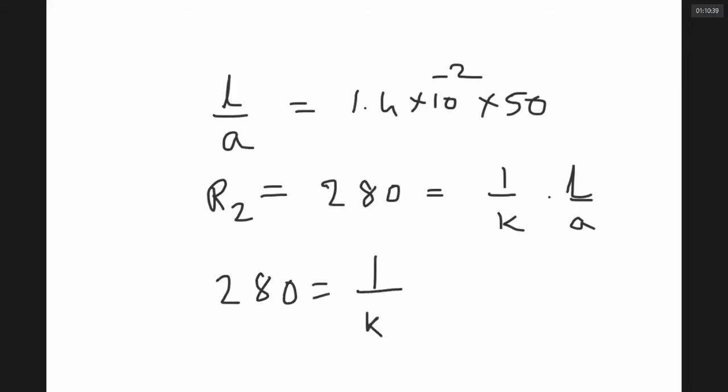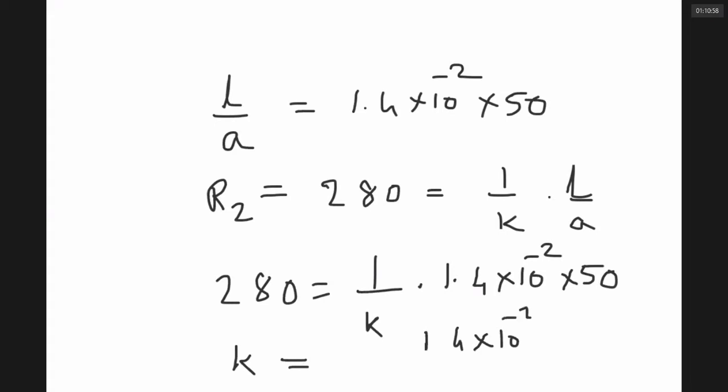I don't know the specific conductance of the second solution, but the L by A value is the same because I used the same cell. So can I find out what K is? The specific conductance of the second solution is equal to 1.4 into 10 to the power minus 2 into 50 by 280. Can you see it very clearly? Yes. So I know the specific conductance of the second solution.